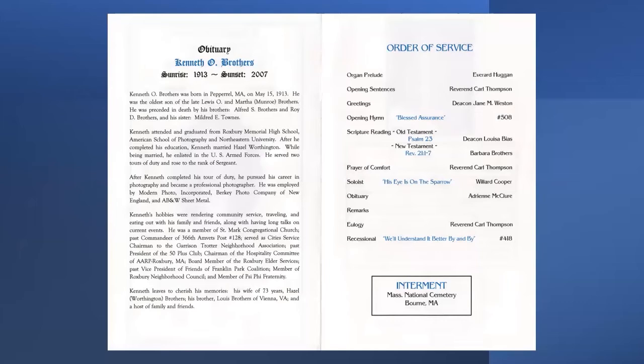The insert has on the left-hand side information about Uncle Ken, what he was involved in. And the right-hand side talks about the order of service. It also lists his interment at the Massachusetts National Cemetery in Bourne, Massachusetts. Other members of my military family, on my father's side, are also interred there. It also gives you information about what he did in life. He was a professional photographer, and he was the one who got me involved in photography. So again, it lists all kinds of information about him and his involvement with St. Mark Church and others.